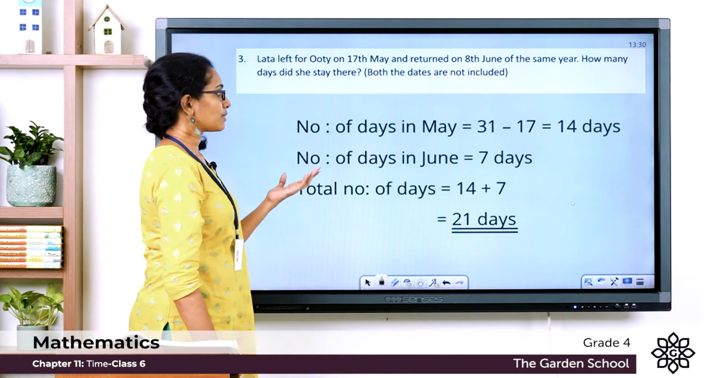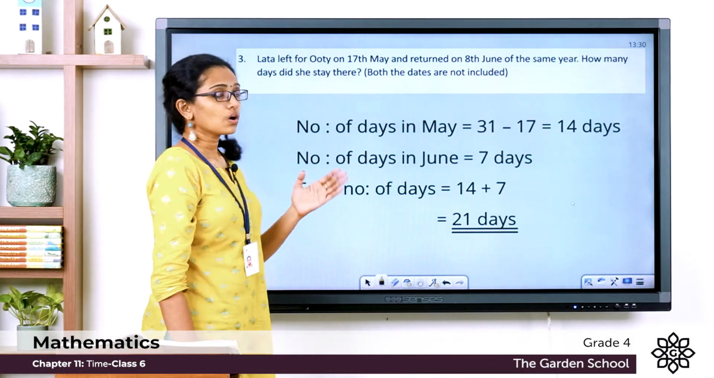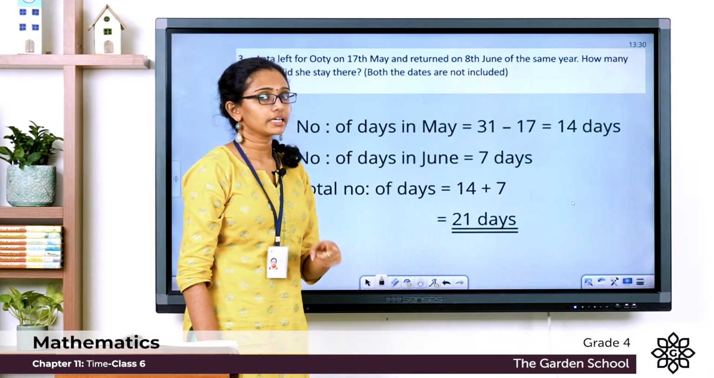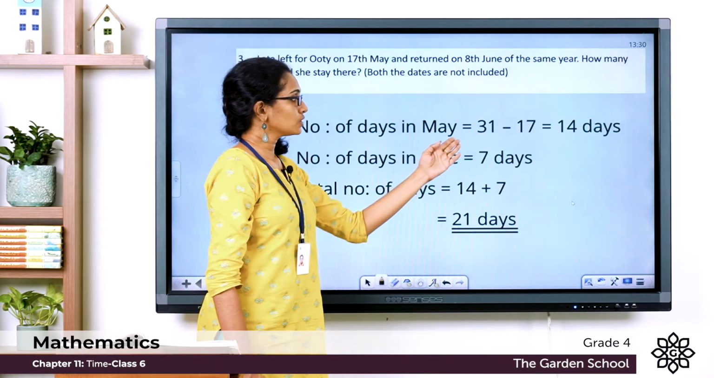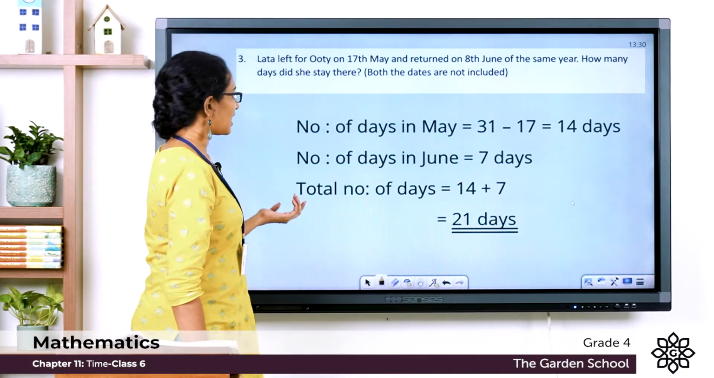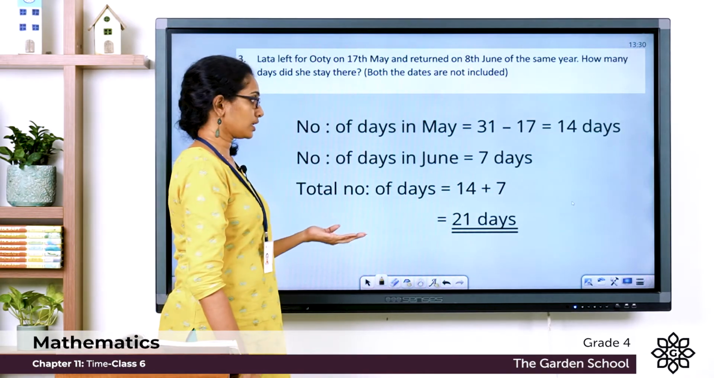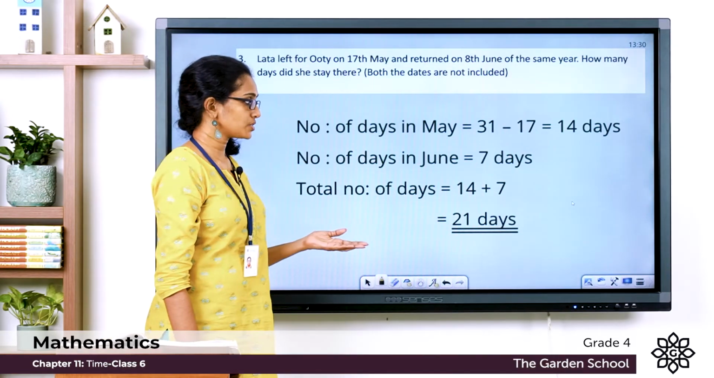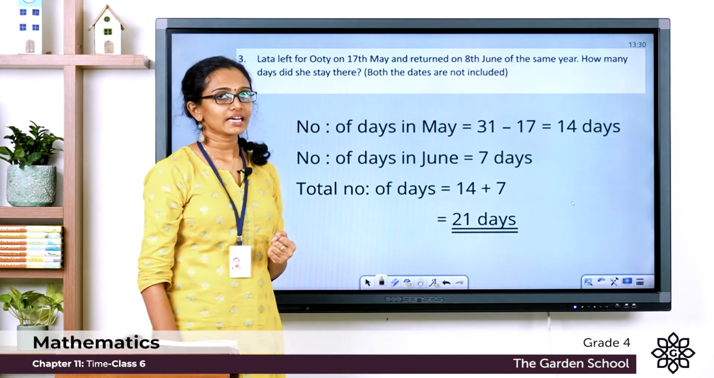Let's see the steps. See, number of days in May. Here, May has got a total of 31 days and she stayed there only from the 18th of May to the end of May. The date 17th of May is not included. Let's subtract 17 from the total number of days in May. So, that is equal to 31 minus 17, which is equal to 14 days. Now, the number of days in June she stayed in Ooty, she stayed the first 7 days of June in Ooty. So, that is equal to 7 days. So, the total number of days of her stay in Ooty was equal to this 14 plus this 7, which is equal to 21 days. So, I hope it is clear to you.